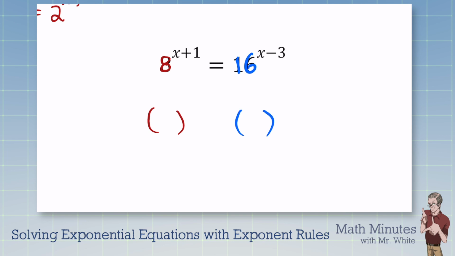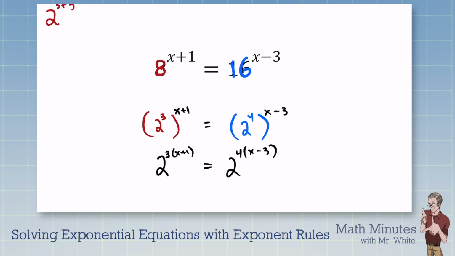Well, base 4 doesn't work, right? 4 squared is 16, but 4 to the first power is 4, not 8. So I think we're going to use 2 again. This is 2 to the third power, whereas the 16 is 2 to the fourth power. Now the exponents haven't changed yet here. So I write it like that. Okay, so now power of a power you multiply. So 2 to the 3 times the quantity x plus 1 has to equal 2 to the power of 4 times the quantity x minus 3.